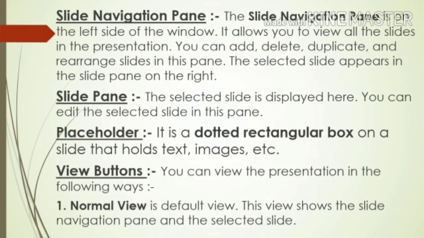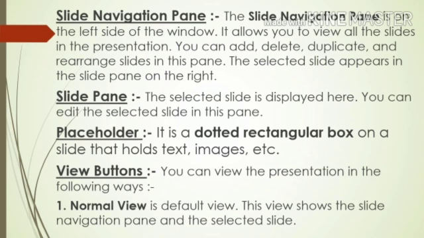Eighth is slide navigation pane. The slide navigation pane is on the left side of the window. It allows you to view all the slides in the presentation. We can add, delete, duplicate and rearrange slides in the pane. The selected slide appears in the slide pane on the right. Ninth is slide pane. The selected slide is displayed here. We can edit the selected slide in this pane.